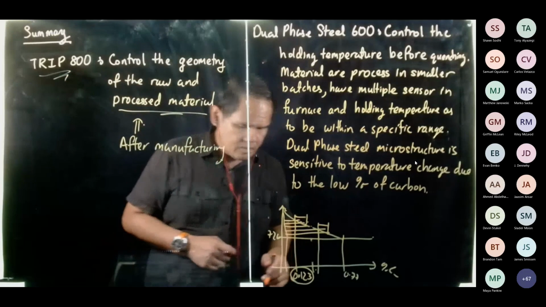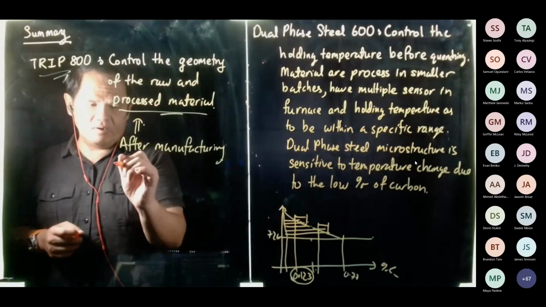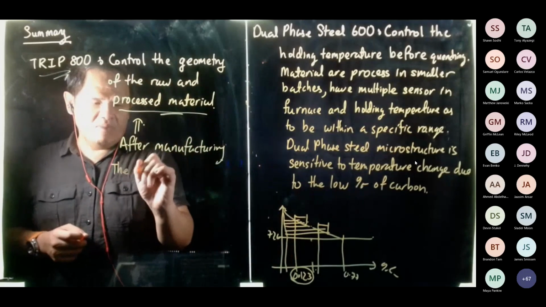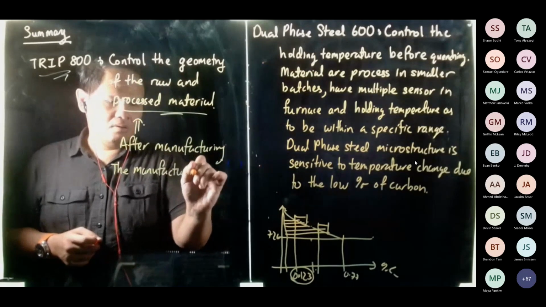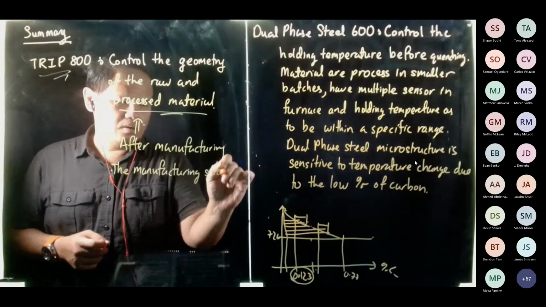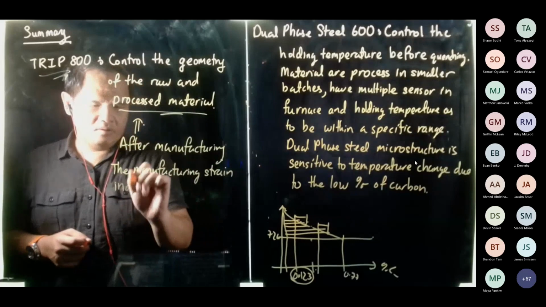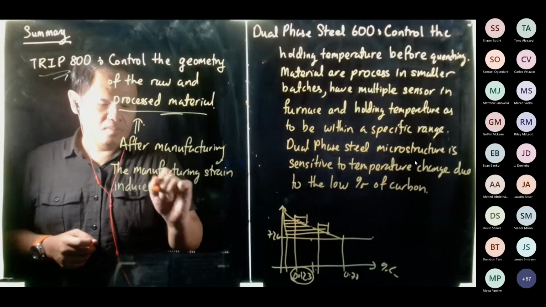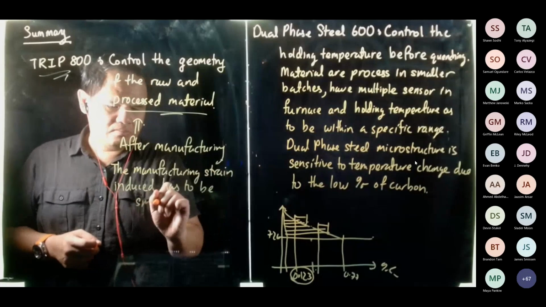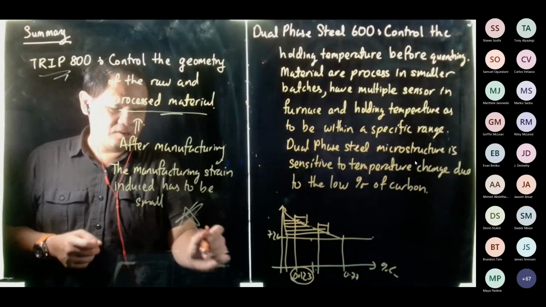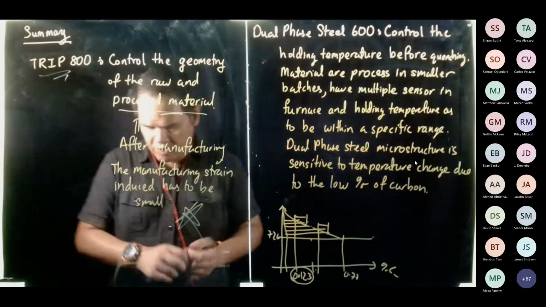Always remember for TRIP, the manufacturing strain induced has to be small. If it's too big, you're going to face a lot of trouble.